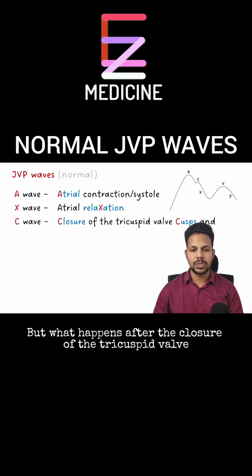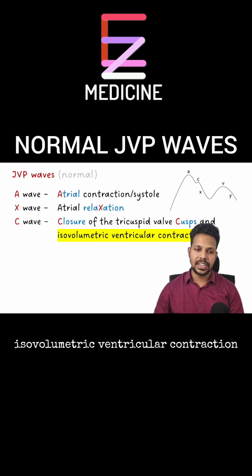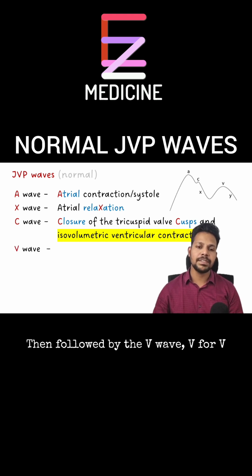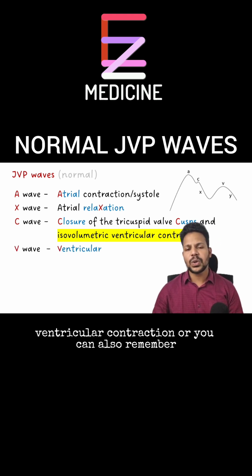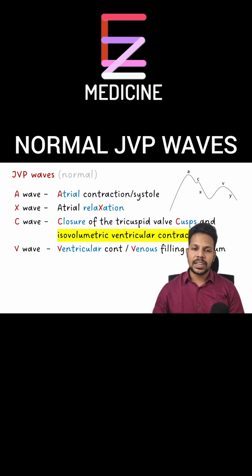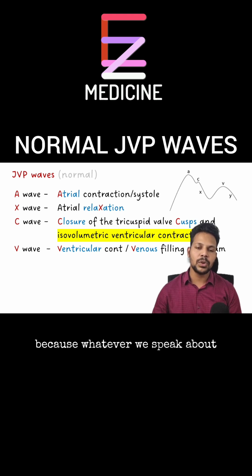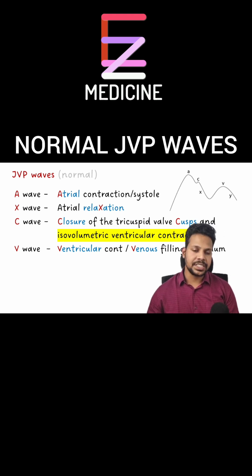But what happens after the closure of the tricuspid valve? The phase of the cardiac cycle which is isovolumetric ventricular contraction. Then followed by the V wave, V for ventricular contraction, or you can also remember venous filling of the atrium. We are not concerned about the ventricular contraction here, because whatever we speak about, we are talking about the atrial pressure changes, right?